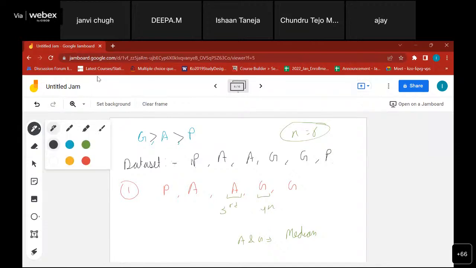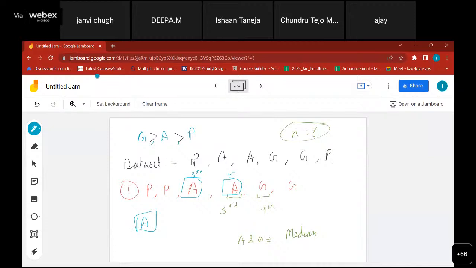Okay, so now let's suppose this is my data set. I have made a change in only one observation. I have replaced this G by P. So now my arranged data set would be this, right? I will write in blue color for this new data set. So now my median would be this third observation and this fourth observation, right? So this time only A is median.